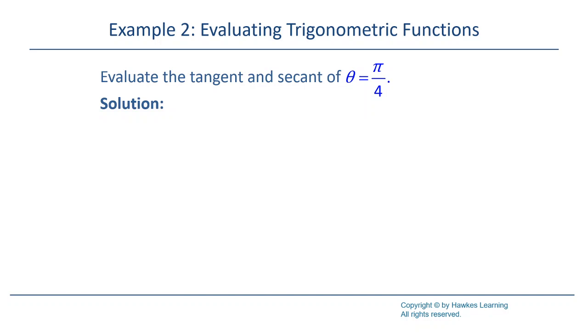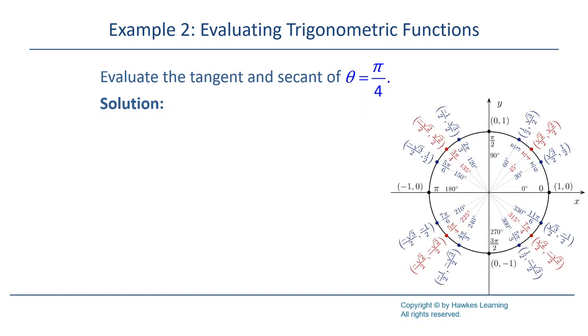So if we wanted to evaluate tangent and secant of pi over 4, we're going to use a very similar process. So remember, tangent is opposite over adjacent, but it's also equal to sine of theta over cosine of theta. And secant we're also going to use as that it's equal to 1 over cosine of theta.